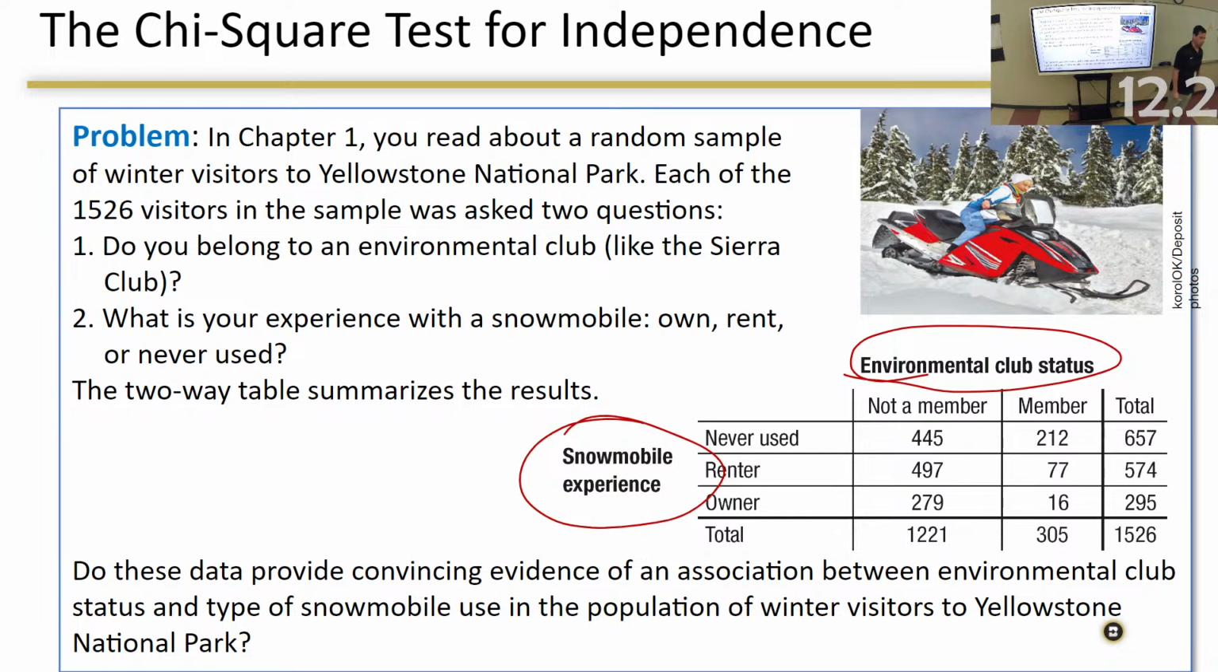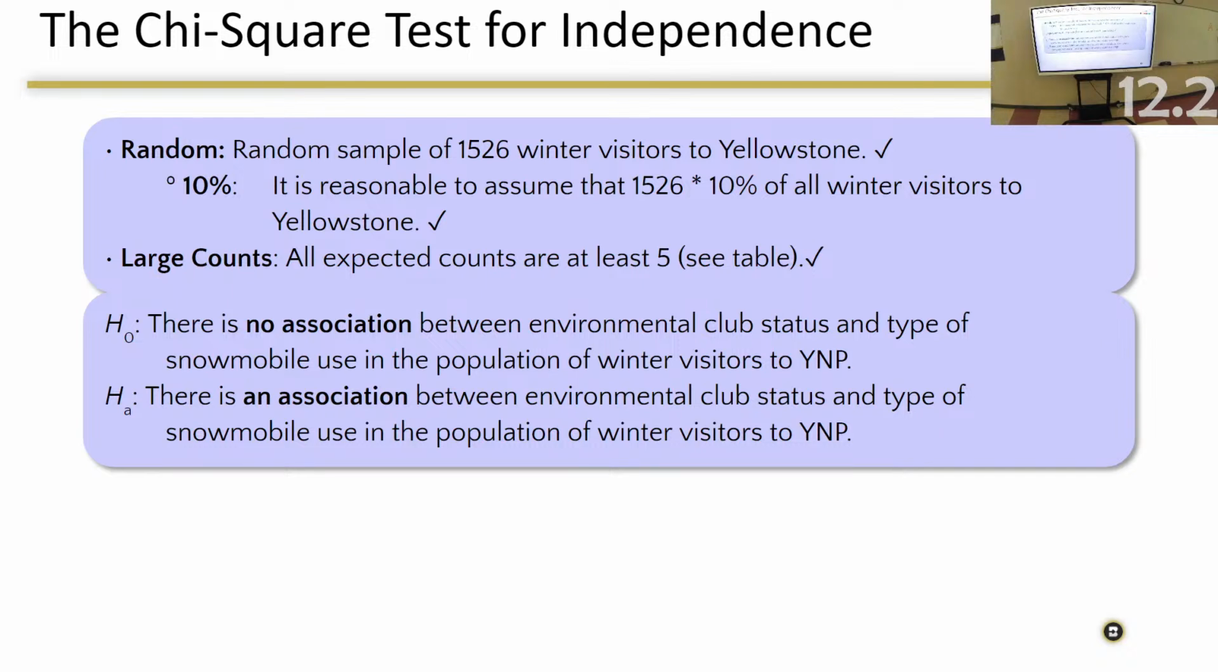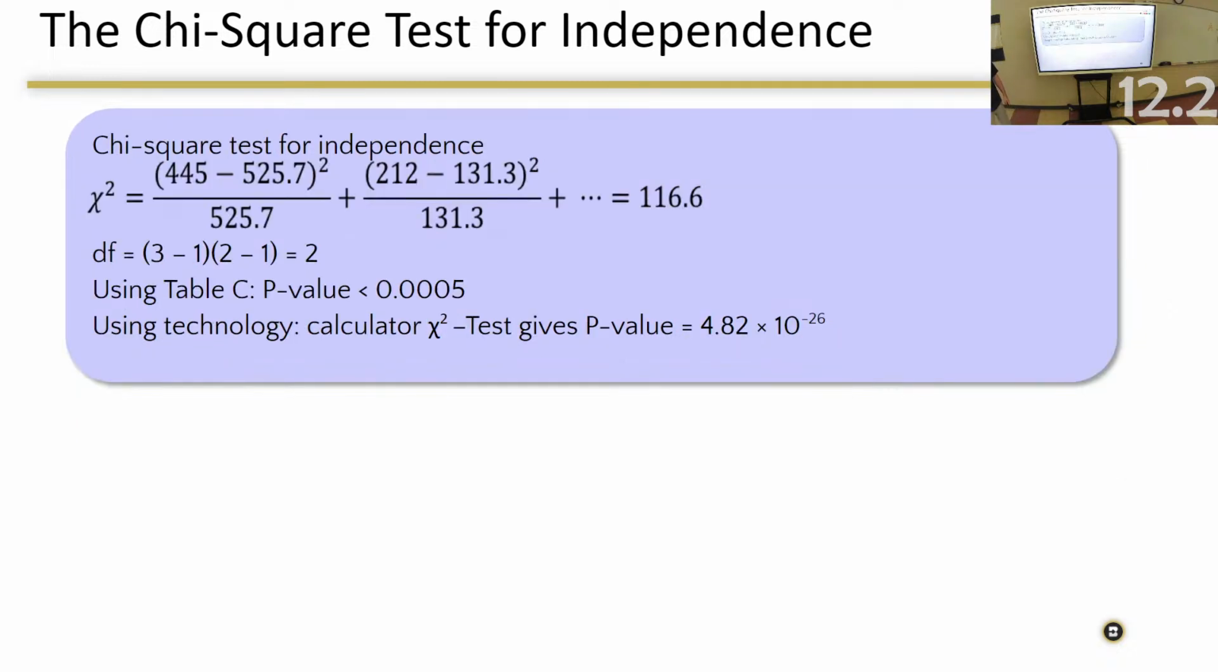Y'all okay with all that stuff? Again, see how I'm getting it from the question. Random, 10%, large counts. All expected counts are greater than 5. Make sure you list them. There is no association. I'm getting it from the question. There is an association. I'm going to put down chi-squared test for independence. That's probably the most missed item, not naming what you're doing.